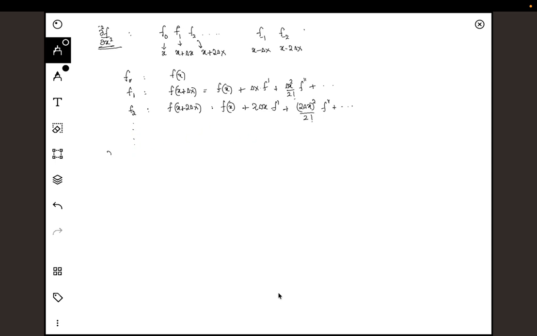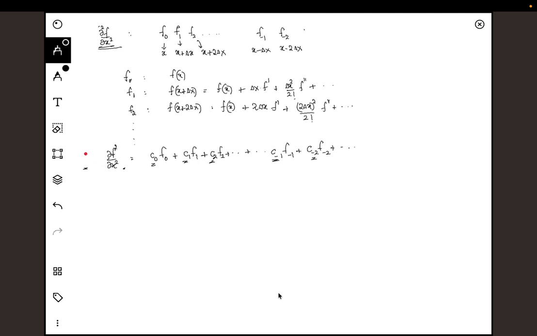Now we will try to write del square f by del x square equal to c0 times f0, c1 times f1, c2 times f2, and so on, whatever terms you have. You can have c minus 1 times f minus 1, c minus 2 times f minus 2, and so on. The idea is to determine these coefficients c1, c2, c0, c minus 1, c minus 2, etc. If I have n such coefficients, I would require n such equations. How would I get equations? By comparing the corresponding terms on LHS and RHS.